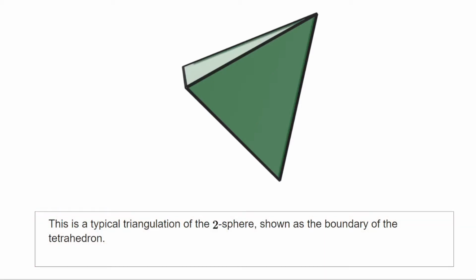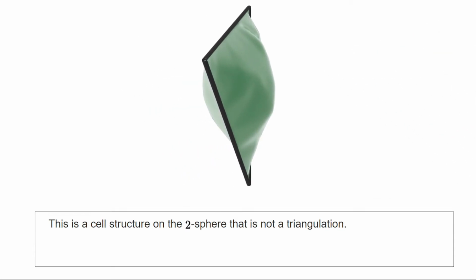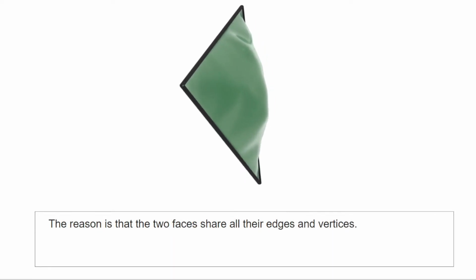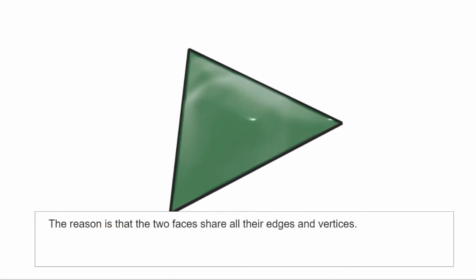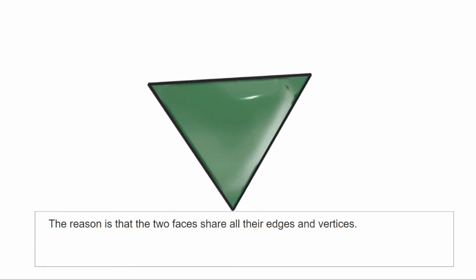The example shown in the animation is the typical triangulation of the two-sphere. The example shown now is a cell structure in the two-sphere that is not a triangulation. The reason is that the two faces overlap completely along their boundary, and this contradicts the technical condition we mentioned.